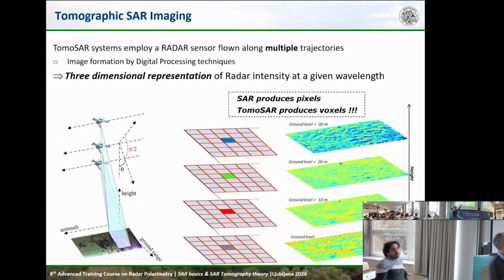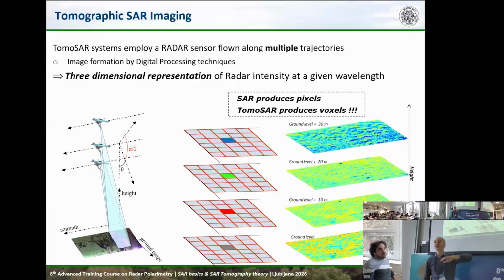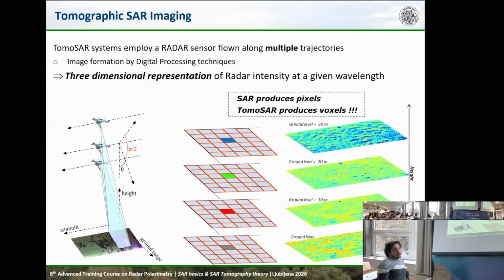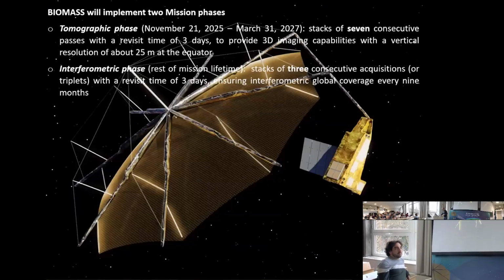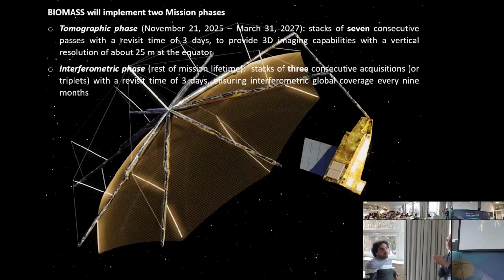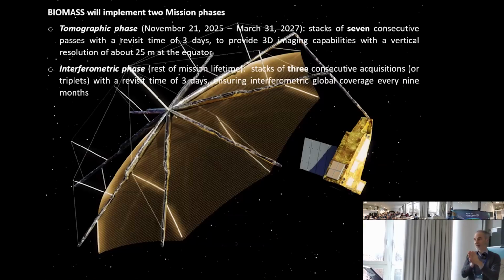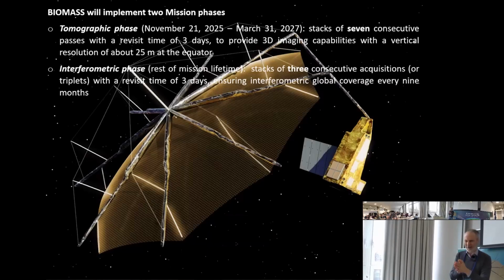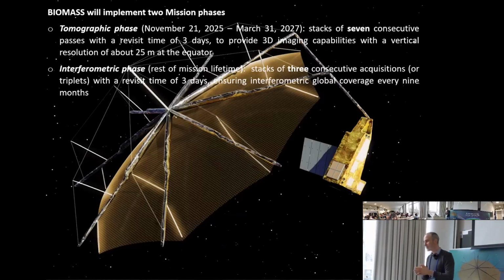So a tomography produces a set of images, each of which is referred to a particular height. For example, we can provide the SAR image at the ground level, plus 10 meters, plus 20 meters, and so on. And of course, this is relevant because Biomass will be the first mission ever with a specific phase dedicated to tomography, and the first mission to provide a global tomographic coverage of the forest.